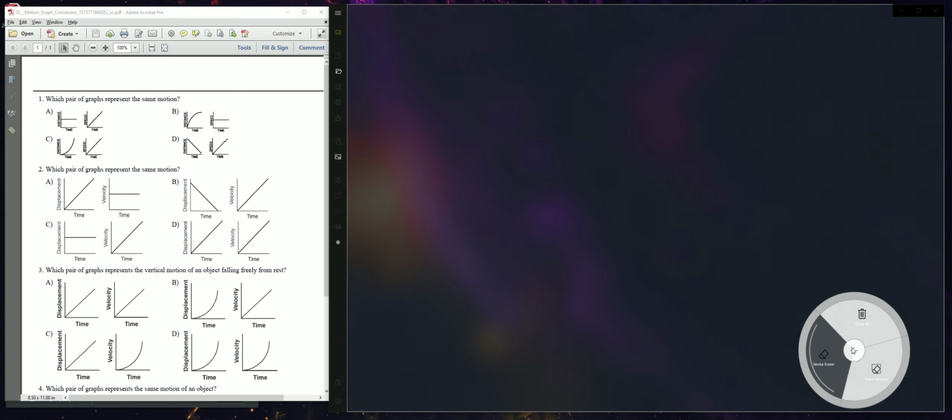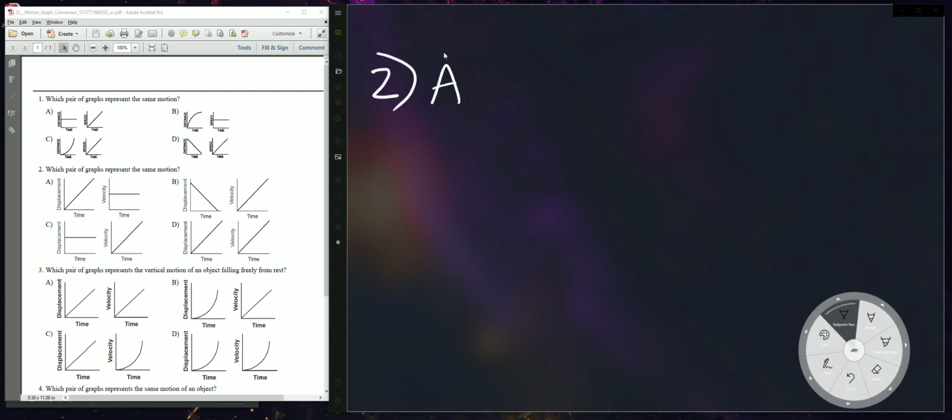Let's move on to this. So the correct answer is C, choice C. Choice number 2. Yeah, it's the same type of interpretation. Well, what are these graphs saying?